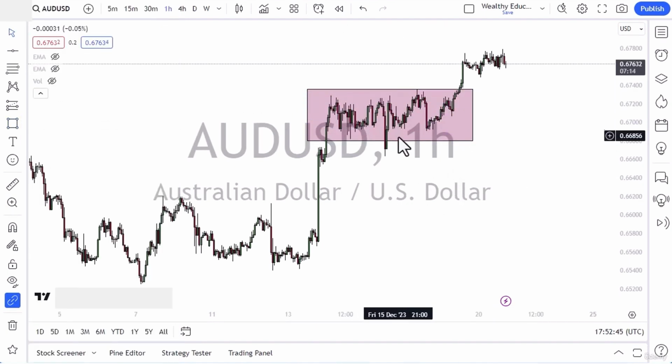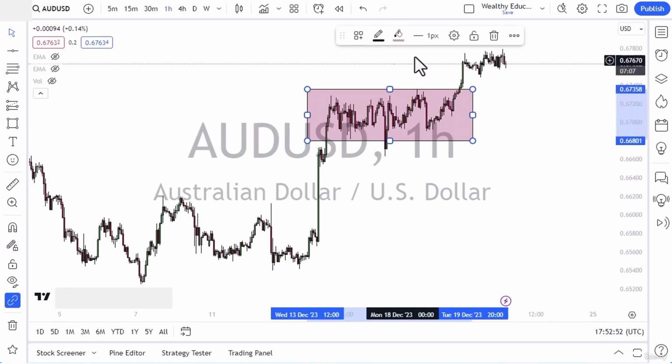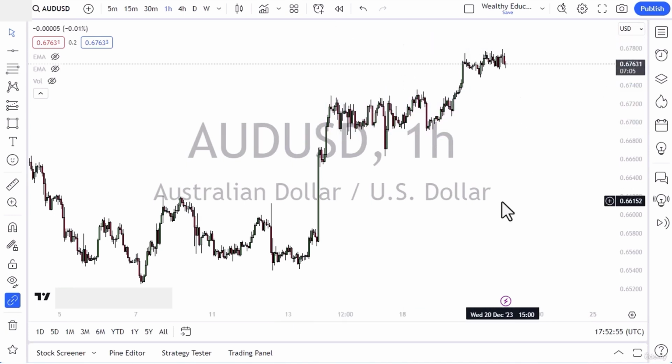They'll take profit. They'll buy. They take profit. Now that we're broken out of it, we'll look for another area of consolidation. It really comes down to your style, but the rectangle, of course, is a very common pattern.